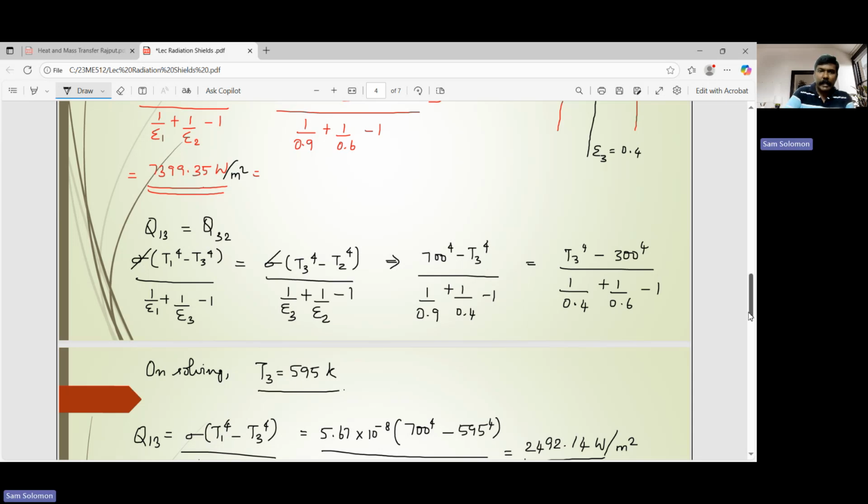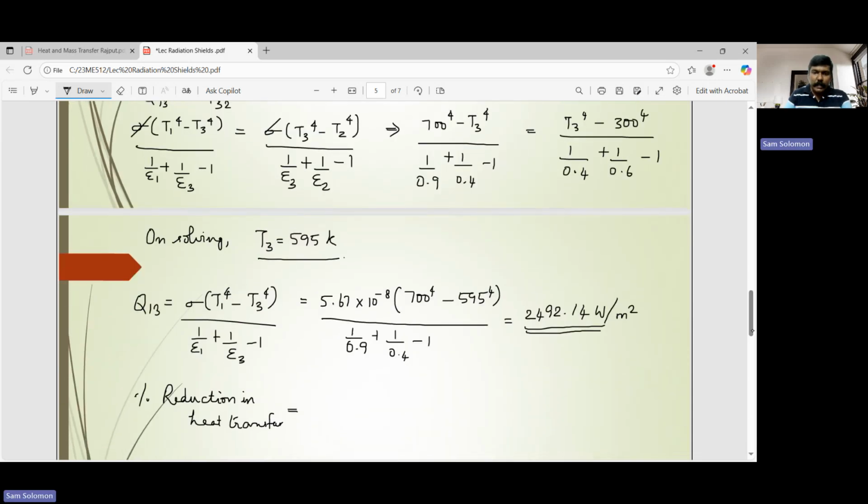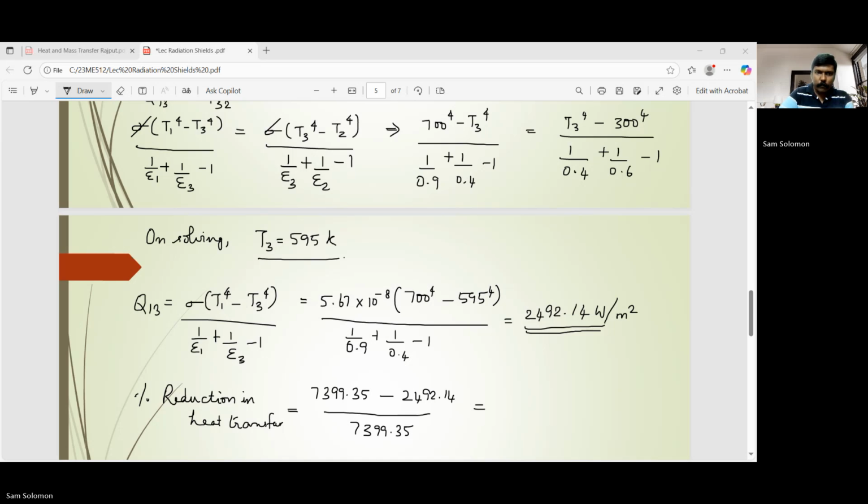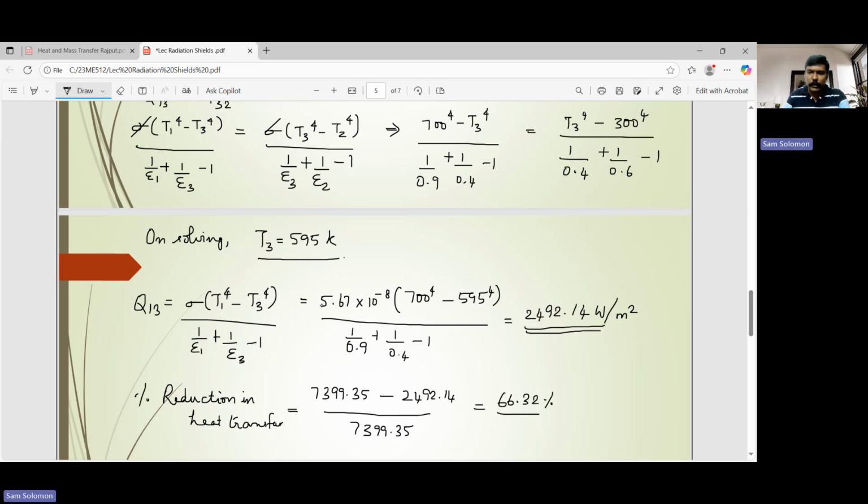So 7,399.35 minus 2492.14, whole divided by 7,399.35. So that is going to be equal to 66.32%. So this much amount of heat is reduced, or heat exchange is reduced, when we use a radiation shield.